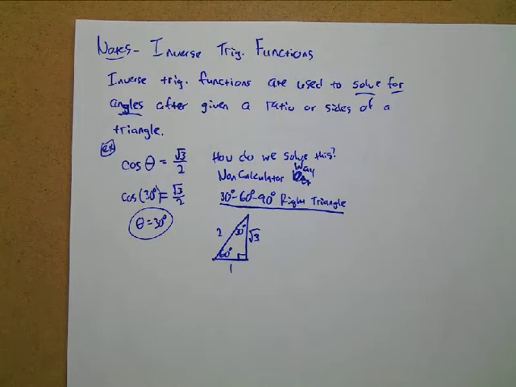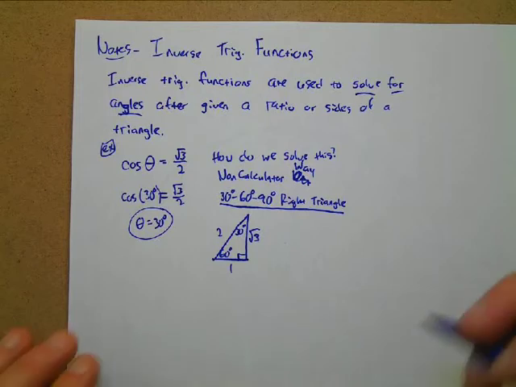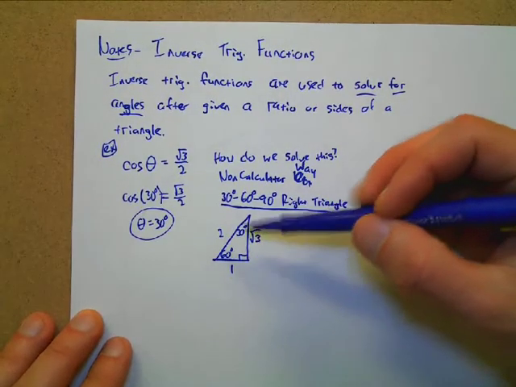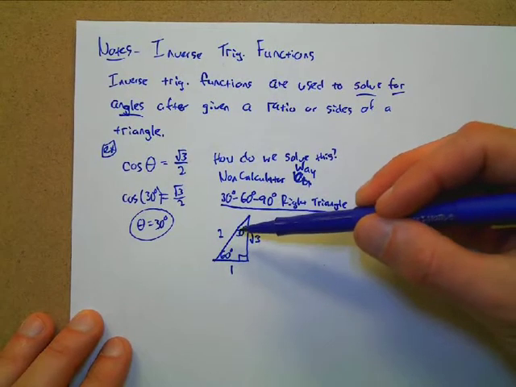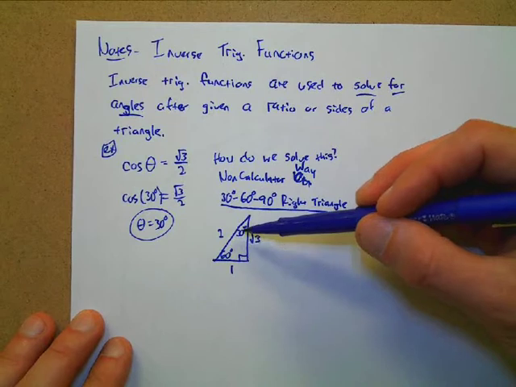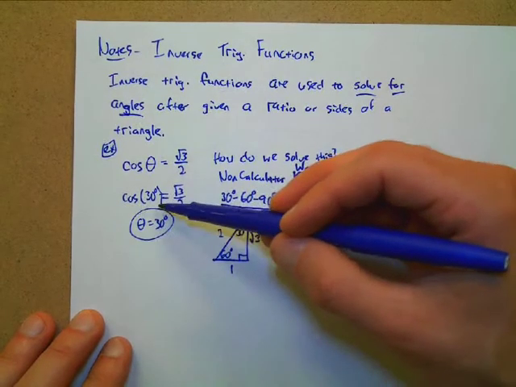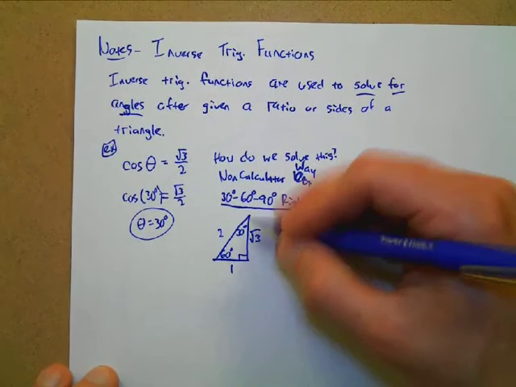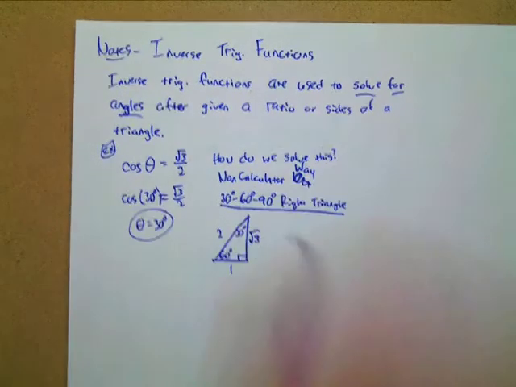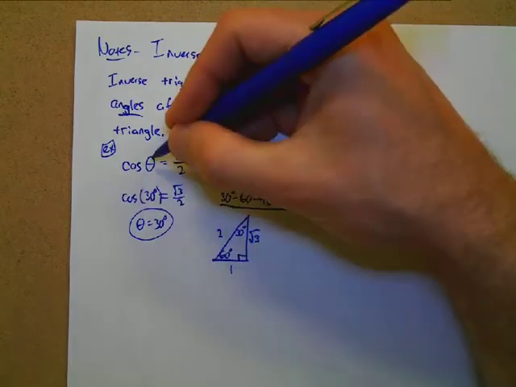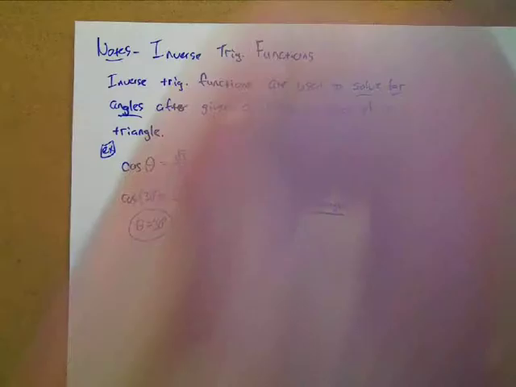Okay. That's one way to do it. And why is it 30 degrees? Because in our 30, 60, 90 right triangle, if you take the cosine of 30, it's going to be the adjacent leg, which is root 3, over the hypotenuse of 2. So that's why 30 degrees is our answer, because when you take the cosine of 30, you get root 3 over 2. So that's the answer.